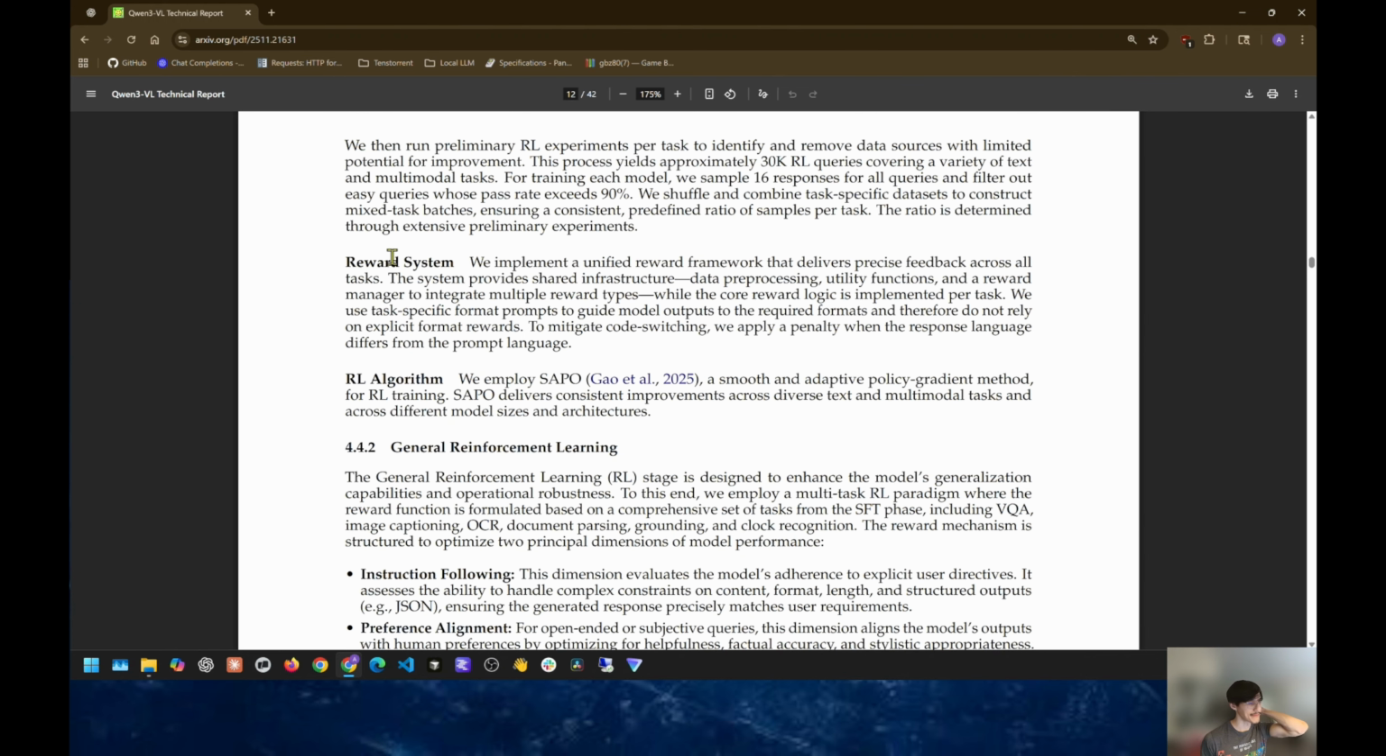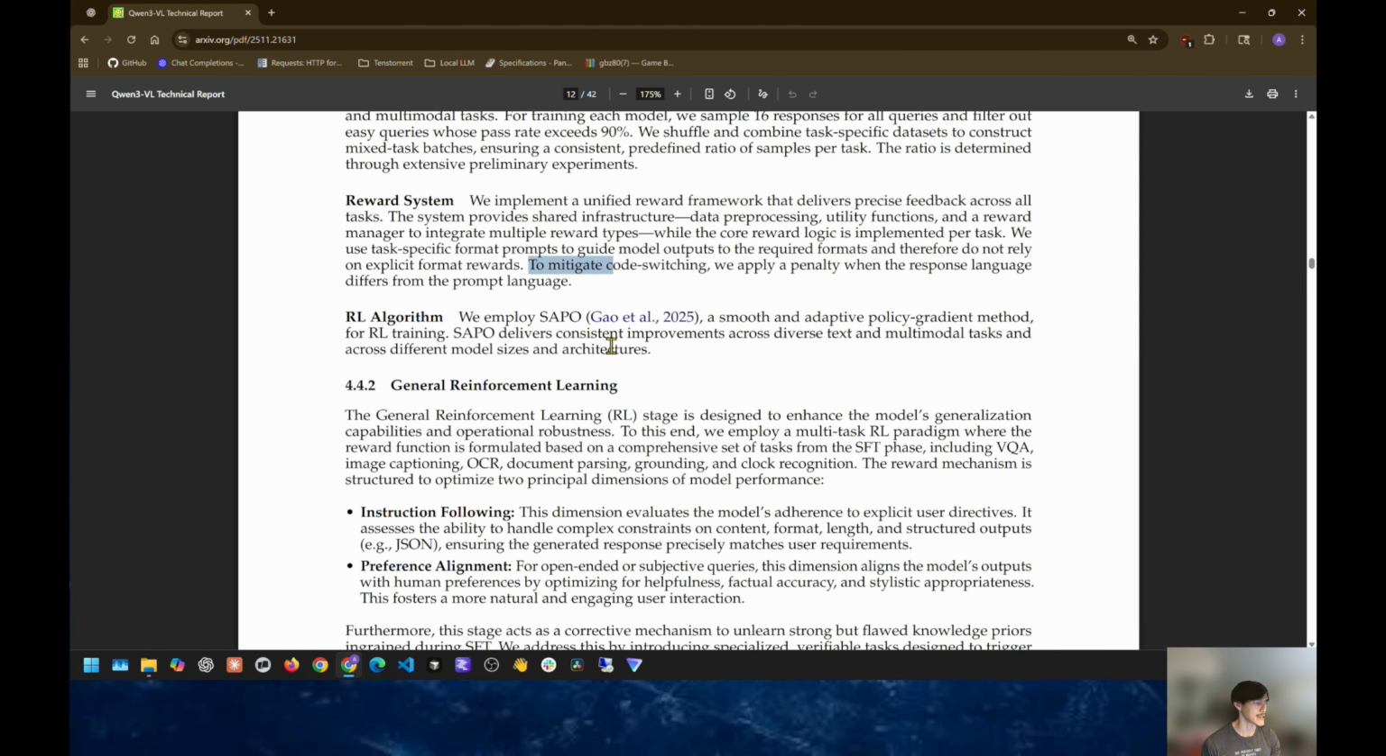So, reward system. We implement a unified reward framework that delivers precise feedback across all tasks. The system provides shared infrastructure, data preprocessing, utility functions, and a reward manager to integrate multiple reward types. While the core reward logic is implemented per task, we use task-specific format prompts to guide model outputs to the required formats and therefore do not rely on explicit format rewards. To mitigate code switching, we apply a penalty when the response language differs from the prompt language.